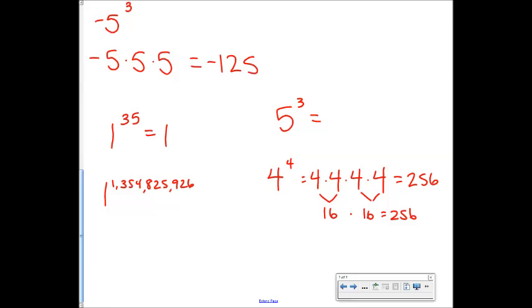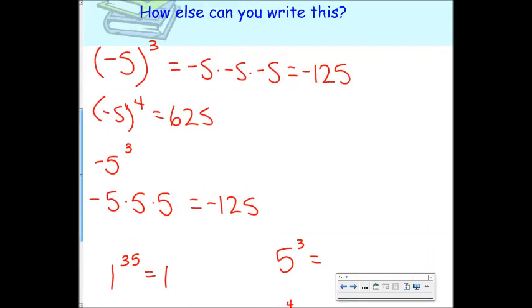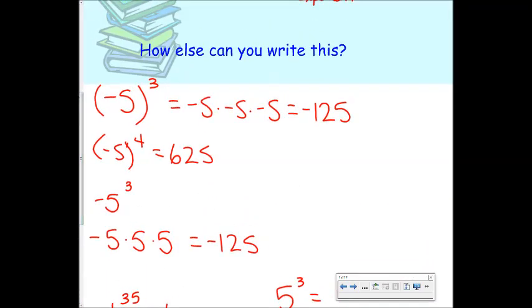All right, so with those odds and evens, remind me, if it's in parentheses, if the exponent is odd, your answer will be negative. If your exponent is even, your answer will be positive. Okay, so as long as you know your exponent rules, you should be fine with that.